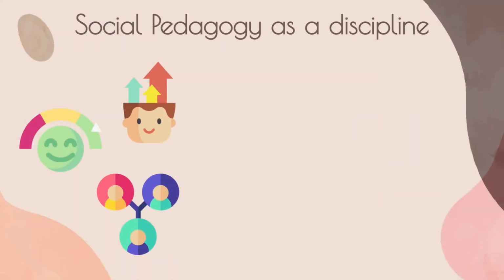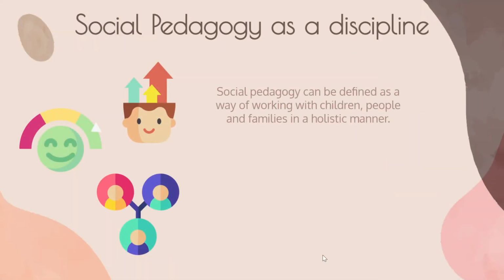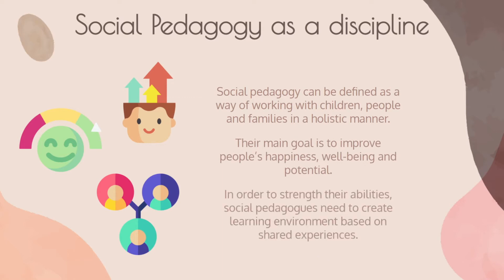Social pedagogy can be defined as a way of working with people and families in a holistic manner that improves their overall happiness, well-being, and potential for growth. In order to help these people reach their goals and build on their strengths and interests, a social pedagogue needs to create an environment where learning can take place through a shared experience.